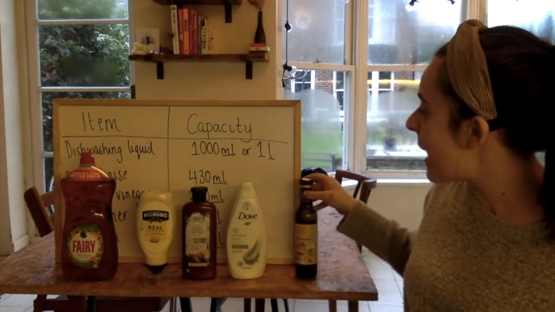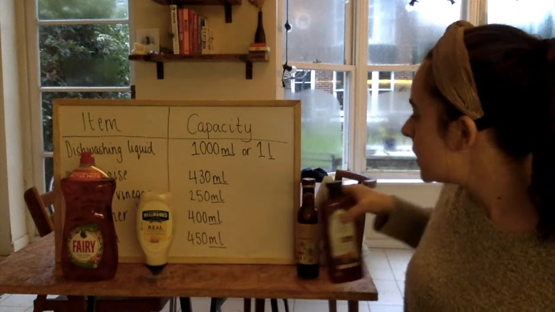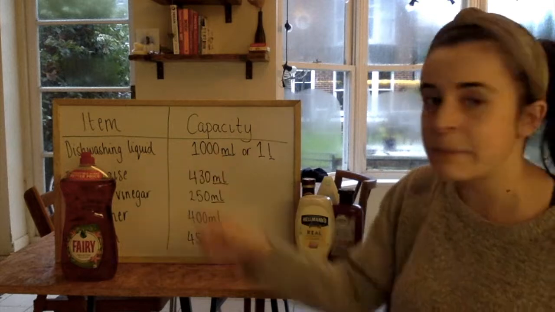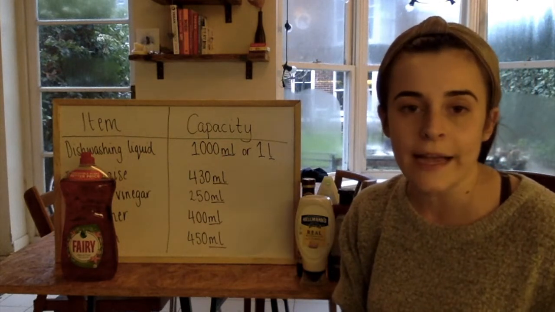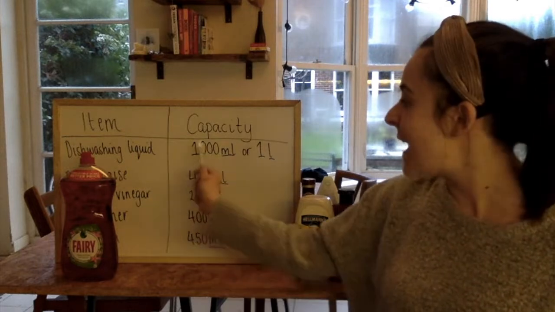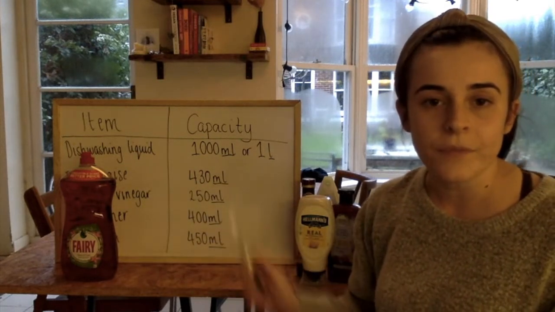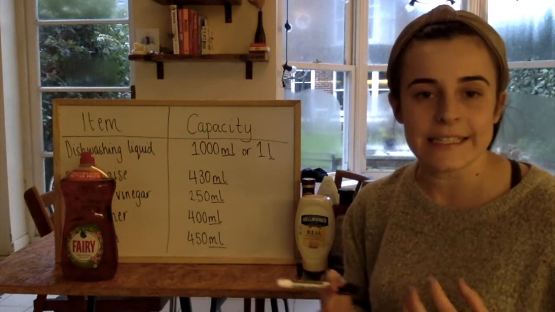Now, if I have a look back at my board, I can see that my dishwashing liquid is 1,000 millilitres. Okay, now the important thing to remember when we're looking at capacity is that 1,000 millilitres is the same as 1 litre. So we measure bigger things and bigger quantities in litres, okay?